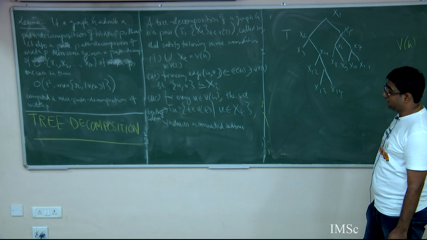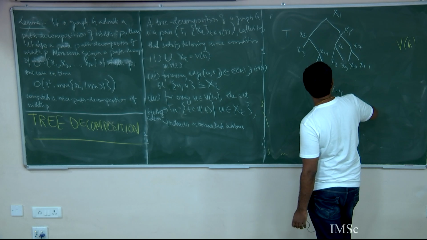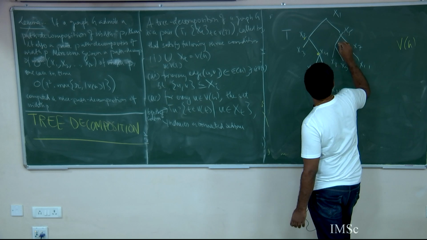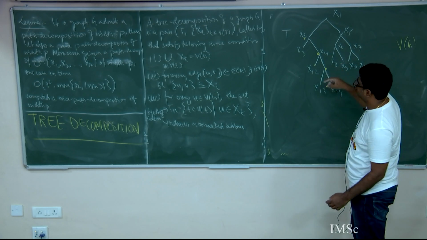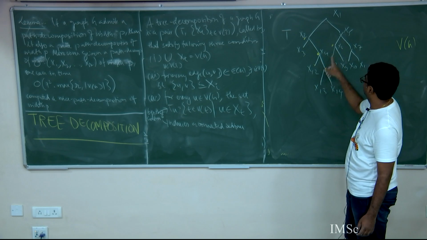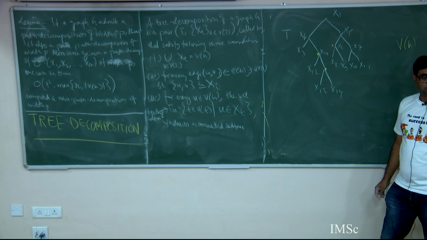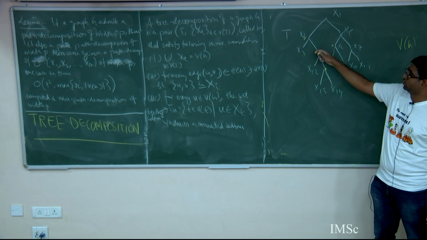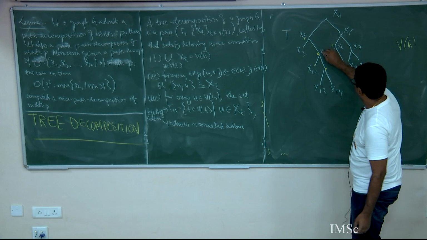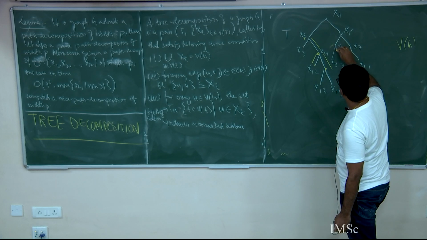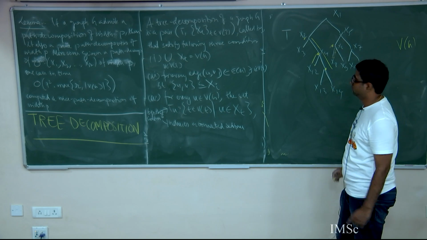And what else? For every u in Vg, look at all the bags it is contained in. So for example, it is contained inside this bag, right? Then this is a connected subtree. It cannot happen that a vertex u is present here and then present here, because then the tree induced on this has two components. The tree induced on the bags which contain u will always be a connected subtree. This is okay, but this and this not okay.